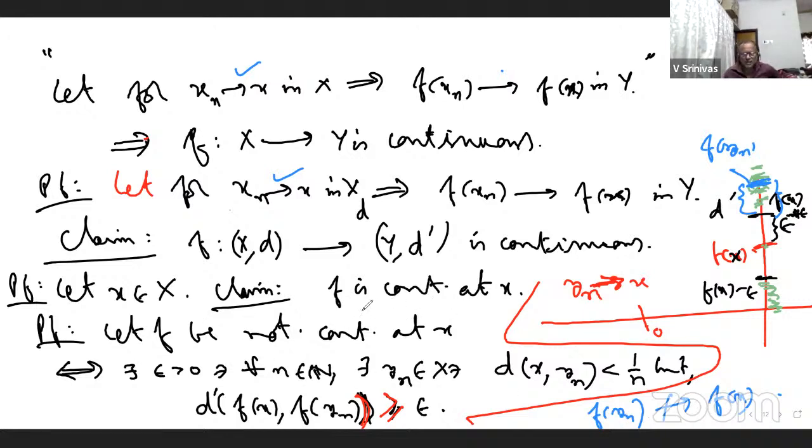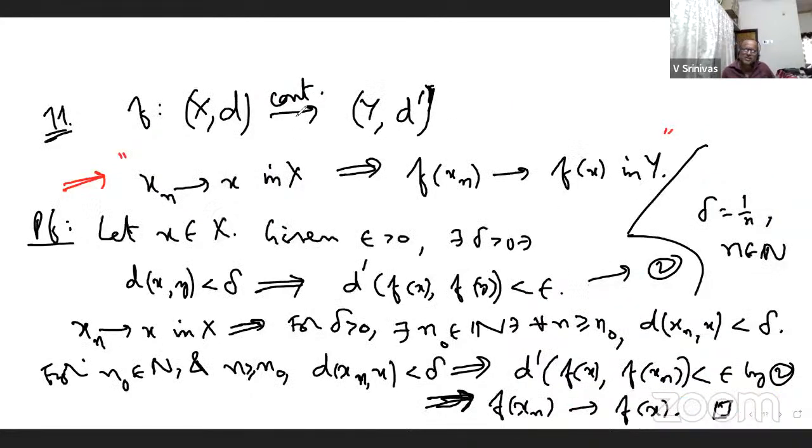The false assumption that f is not continuous at x has led us to a contradiction. So this assumption is wrong. Therefore, your f is continuous. That's how preservation of convergence leads to continuity of f. Between metric spaces, continuity is the same as preservation of convergence. Continuity should be viewed as a tool that preserves convergence.